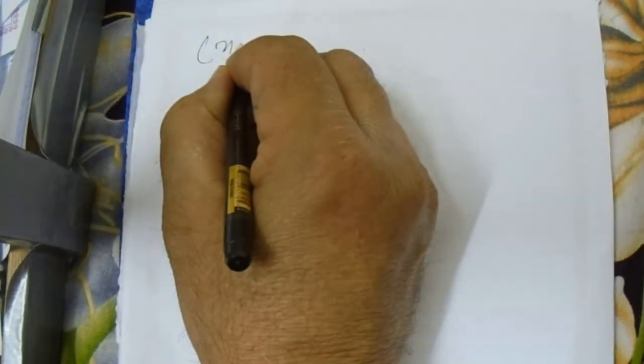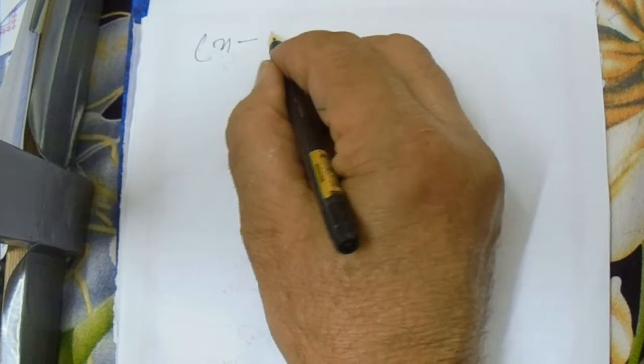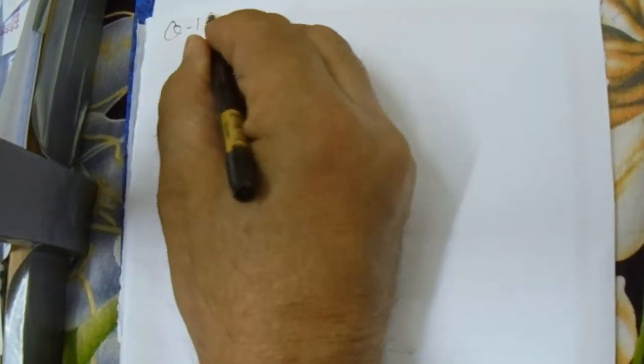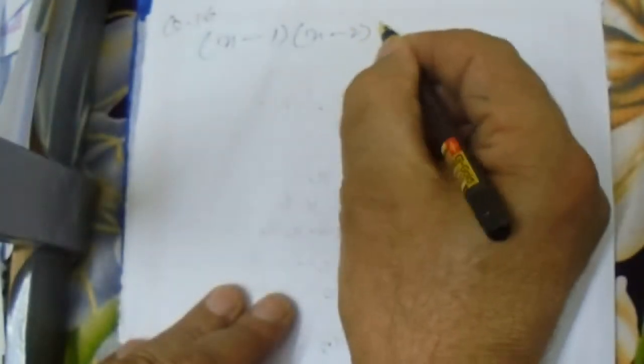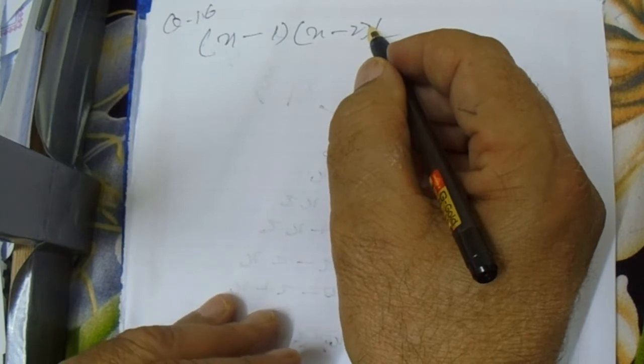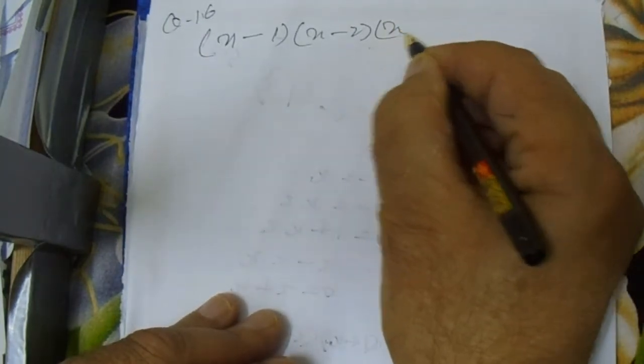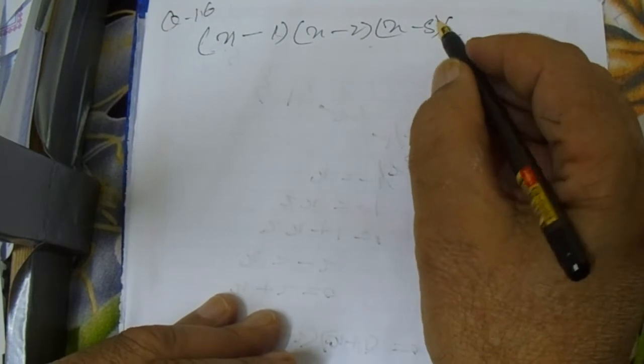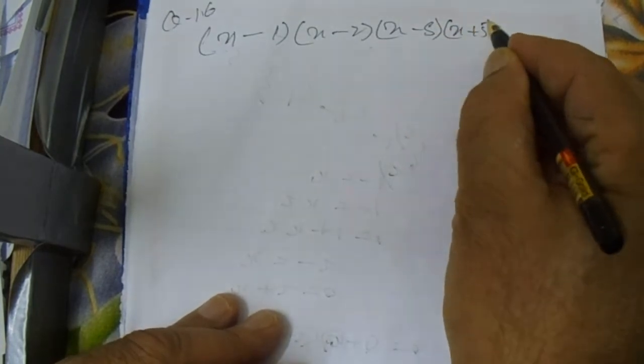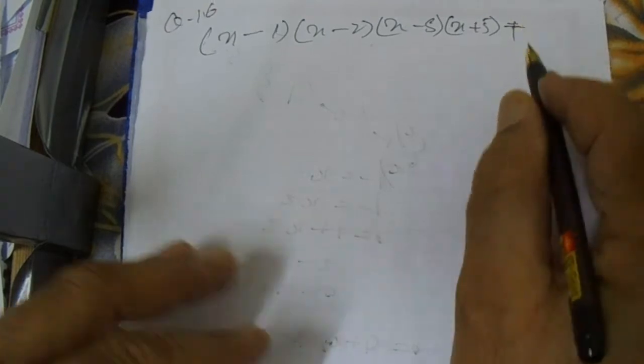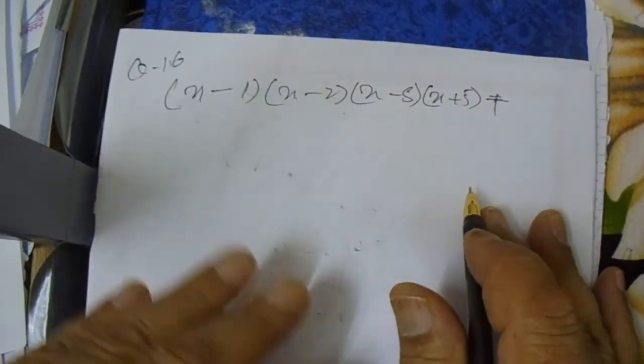Now we solve question number 16. Question number 16 is x minus 1, x minus 2, x minus 8 and x plus 5, is equal to plus 360.